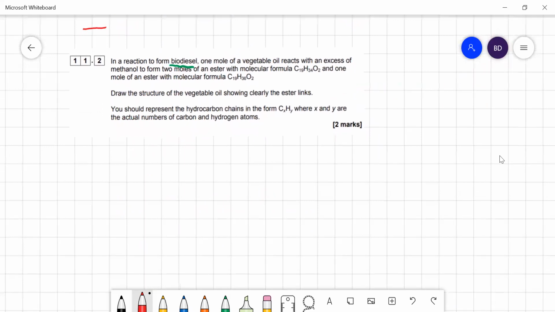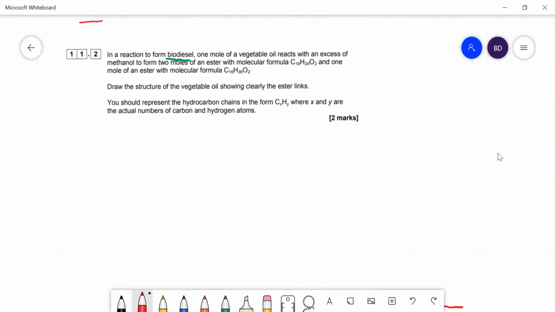In a reaction to form biodiesel, 1 mole of vegetable oil reacts with an excess of methanol to form 2 moles of an ester with this molecular formula, and 1 mole of a compound with this molecular formula. Draw the structure of the vegetable oil showing clearly the ester links. Now let's just do this kind of backwards. When you form biodiesel, you form methyl esters of the carboxylic acids. Long chain carboxylic acids, you call them fatty acids. So let's look at this one. Let's do that in red, and I'll do this one in blue. Let's do the one in red, C19H34. So we're going to have the methyl, the bit from the methanol.